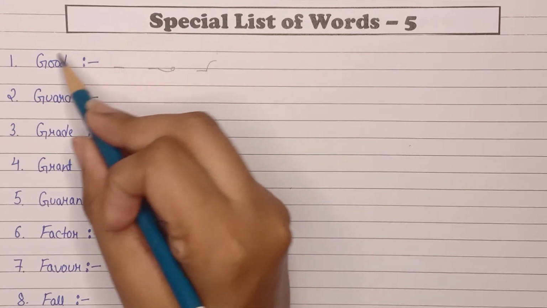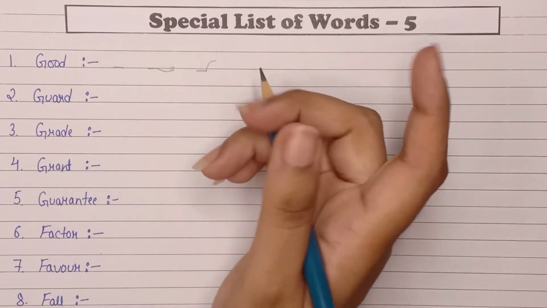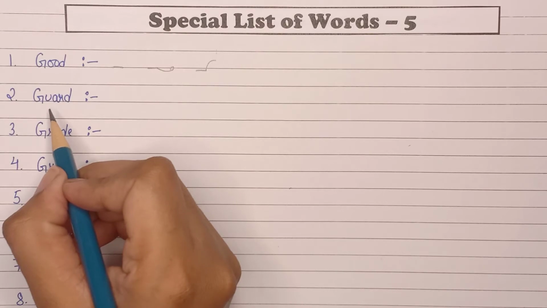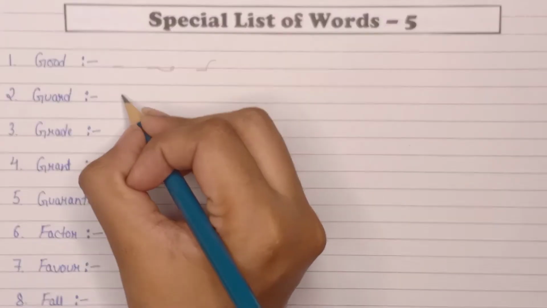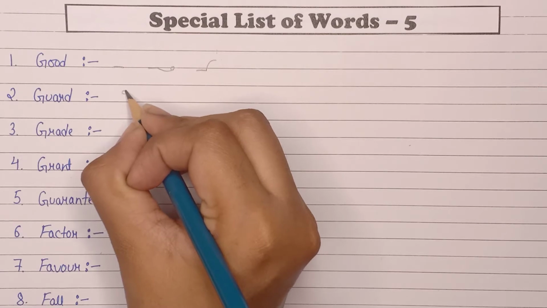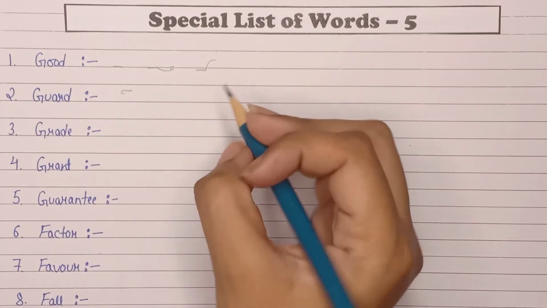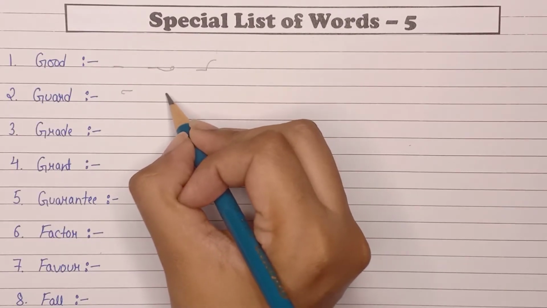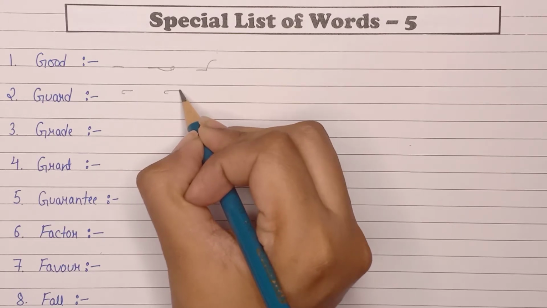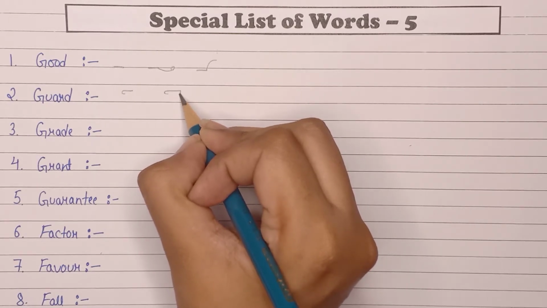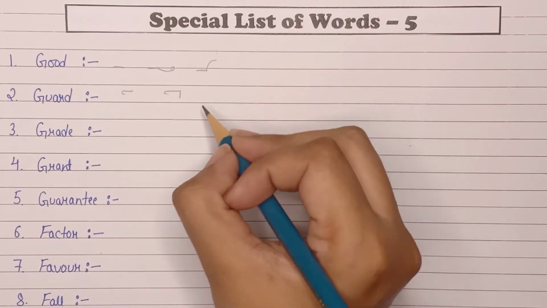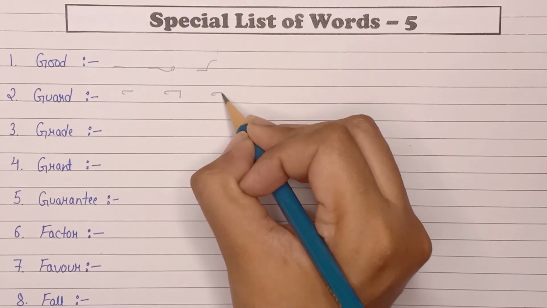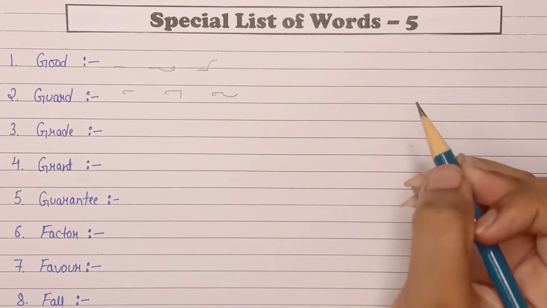So jo root word se hum words banate hain unko hum derivatives kehte hain. Okay? Next is guard. So simply hum GR in half length. Okay, next is guarded. So GR in full length and D, guarded. Okay, next, GR and ing, guarding.